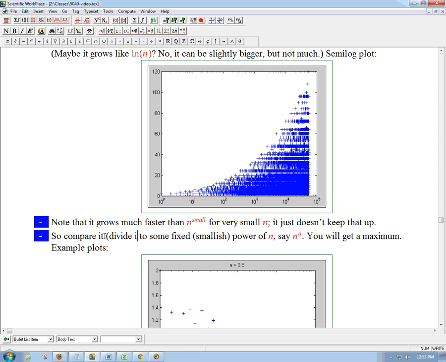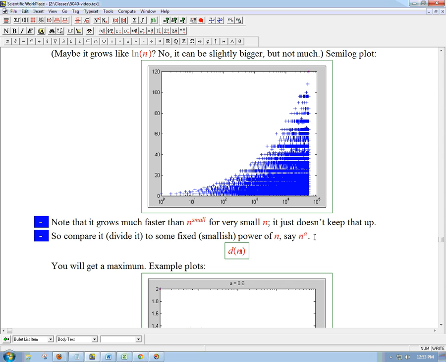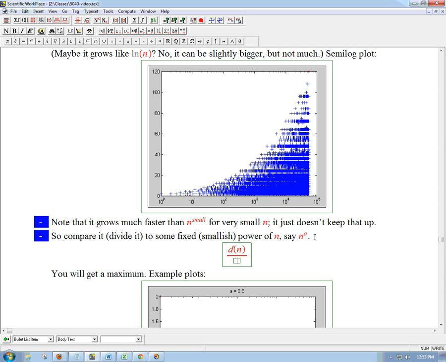So what we're going to do is take d of n and divide it by n to the a. That's a good way to compare two numbers: just take the ratio. The ratio, it turns out, is going to hit a maximum because d of n starts out growing faster than n to the a, let's say like n to the 1.6 or something like that. We'll see in a minute, but then it eventually fades out and doesn't grow as fast, and so then the ratio is going to start going down.